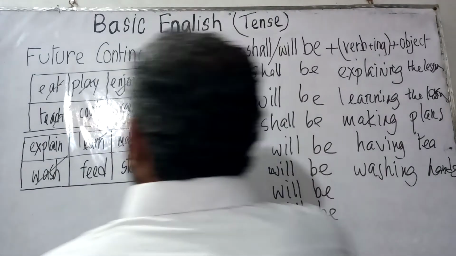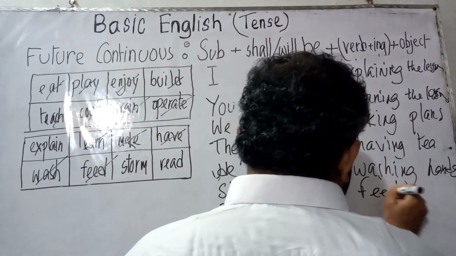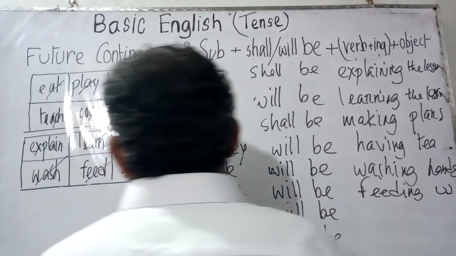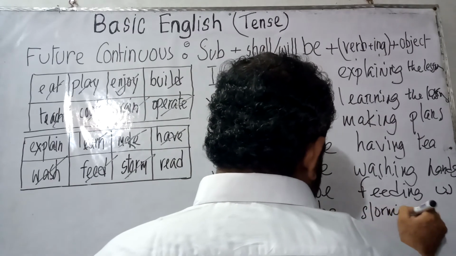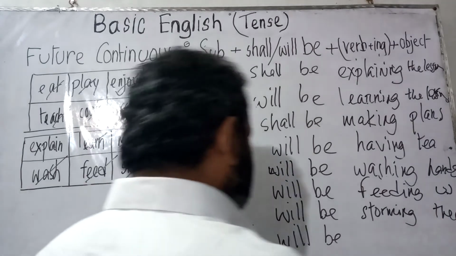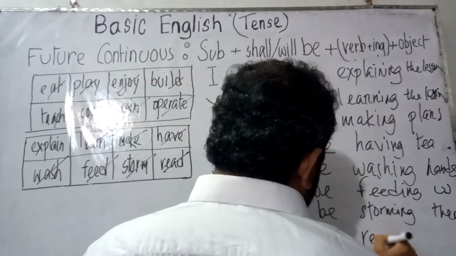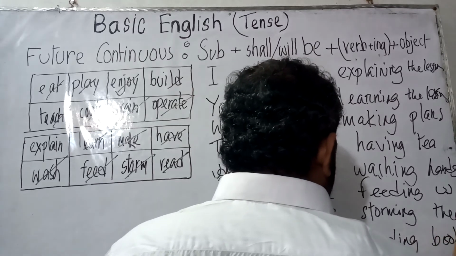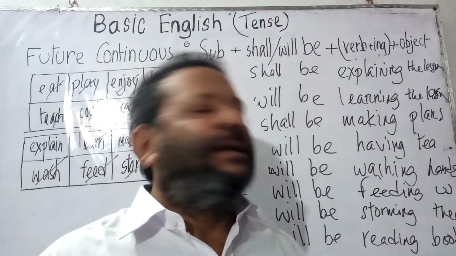Now, if the verb is feed, she will be feeding. She will be feeding us. Now, when the word is storm, it will be storming. It will be storming there. It will be storming here. It will be storming violently. Now the word read, Sami will be reading. Sami will be reading books. Sami will be reading stories. Sami will be reading poems by changing the object.